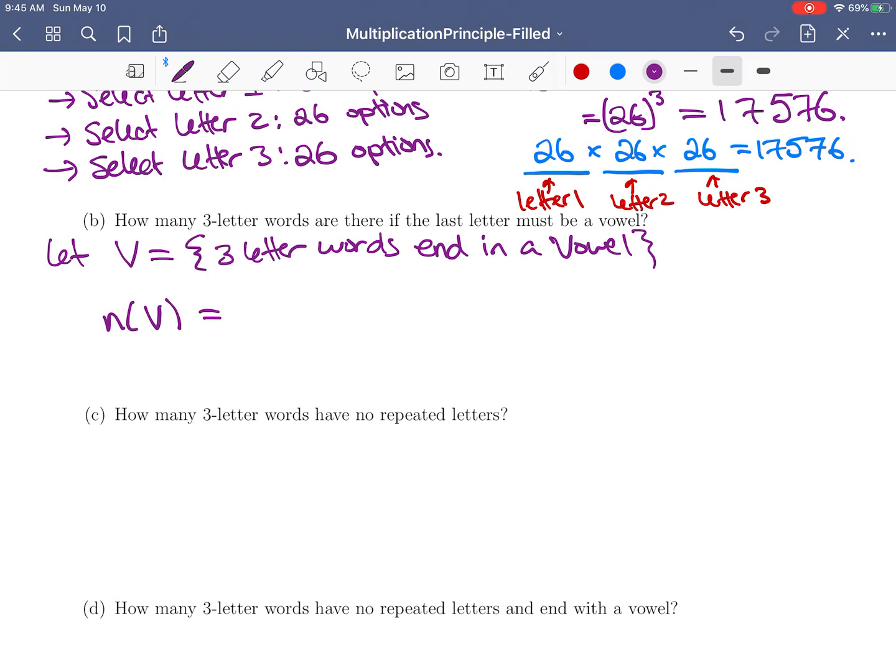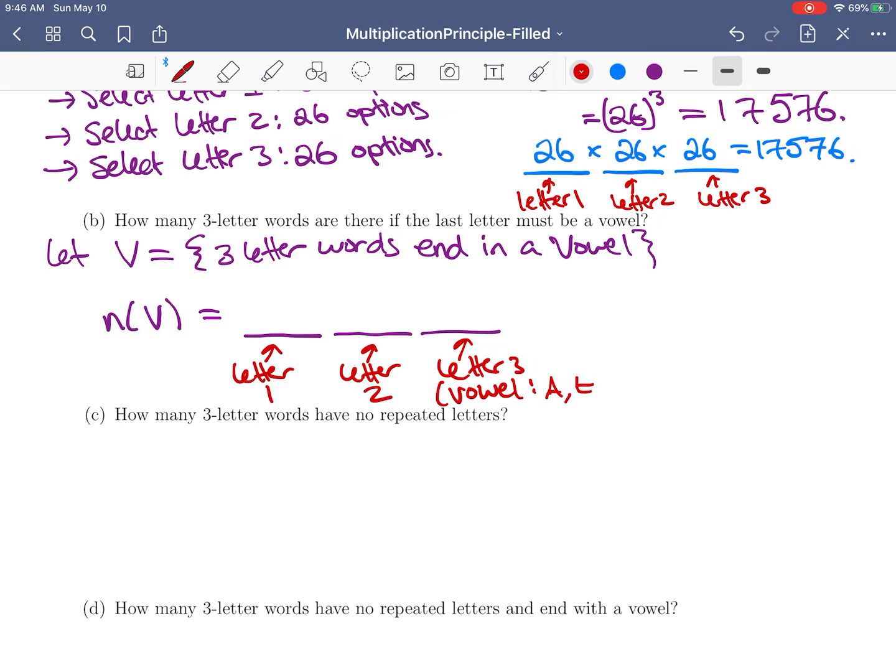So the last letter must be a vowel. We could use what we did up above. I still need 3 letters, so I still have to pick letter 1, letter 2, and letter 3. Now letter 3 has to be a vowel, and the vowels are A, E, I, O, and U.